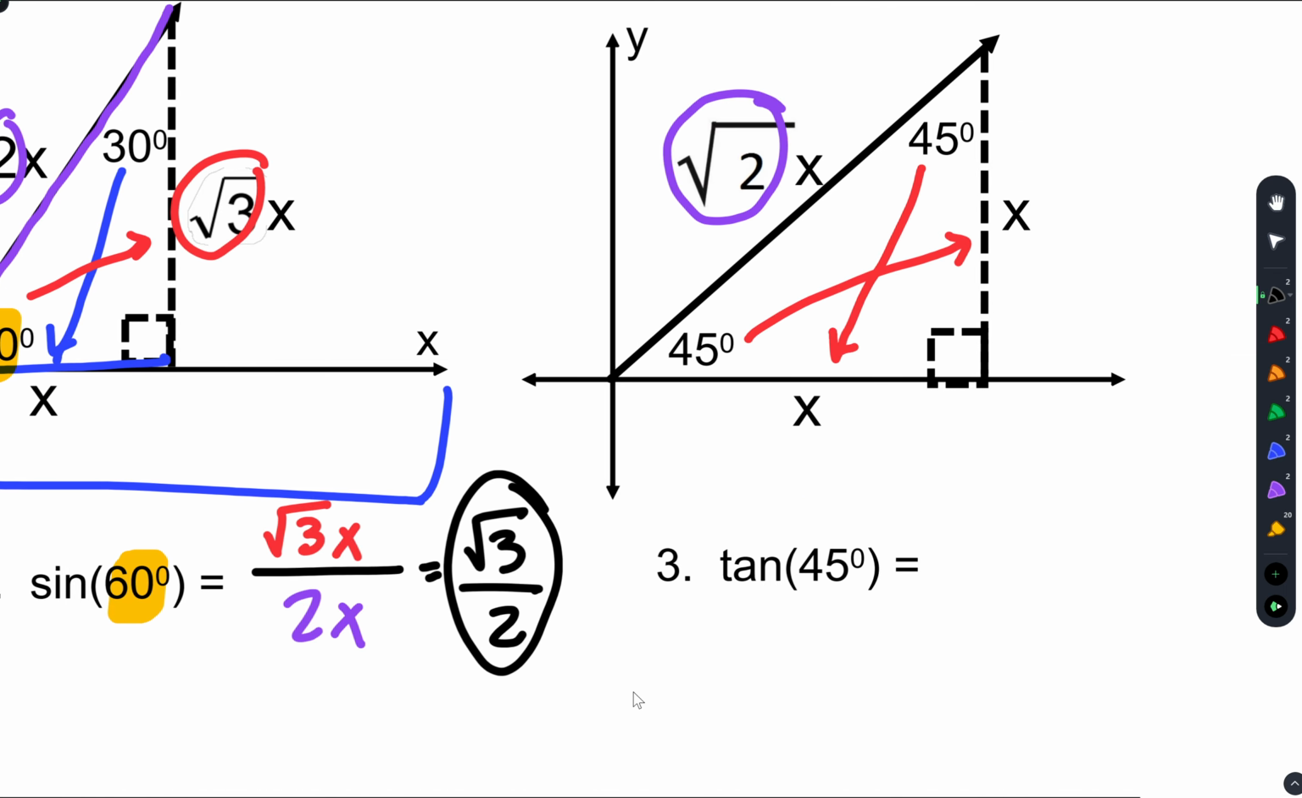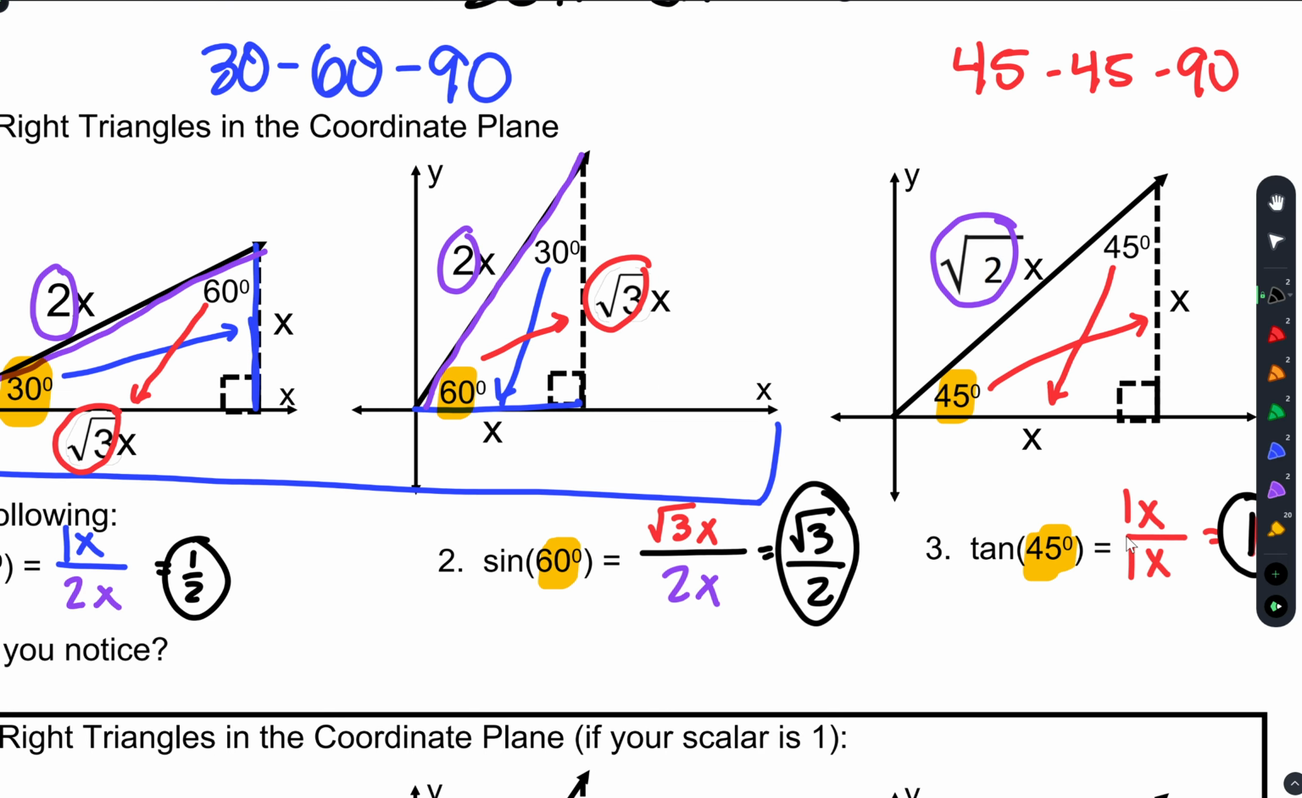The last one, let's look at this 45, 45, 90 triangle. 45 degrees, we're going to focus on this angle right here. Tangent is opposite over adjacent, TOA. So I want the opposite, which is x, over the adjacent, which is also x. If I have 1x over 1x, that reduces to 1. Everybody cool with that?